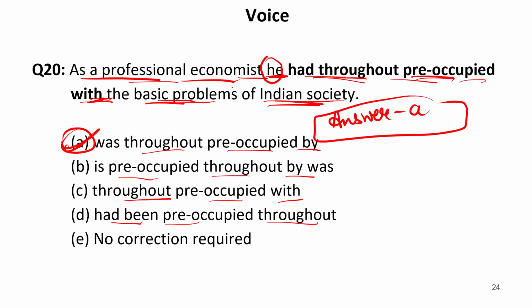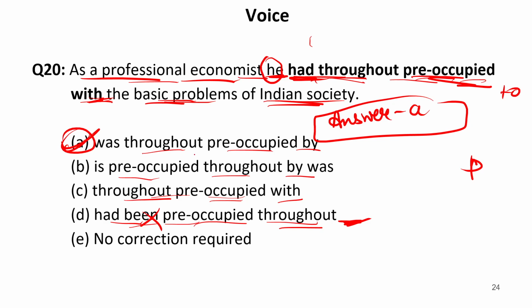Now if I write had preoccupied, we need an object over here because the sentence has to be in passive voice. So we need either been or the sentence has to be made in active voice. We need an object over there. Now, if I write throughout preoccupied with, had been preoccupied throughout, we do not have any preposition to show the agent. Therefore, this option is also incorrect.